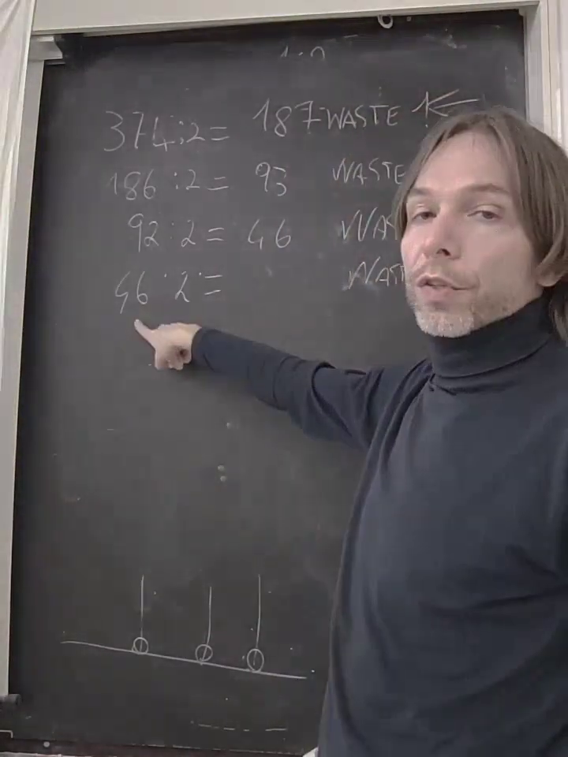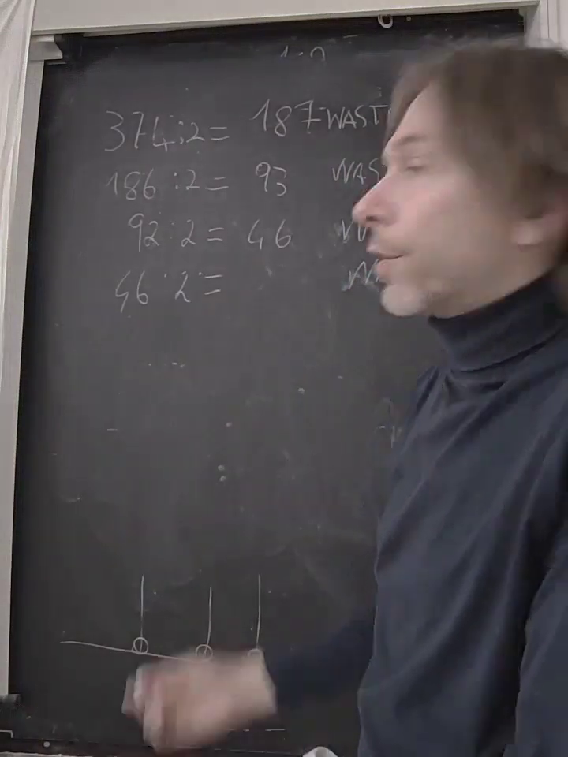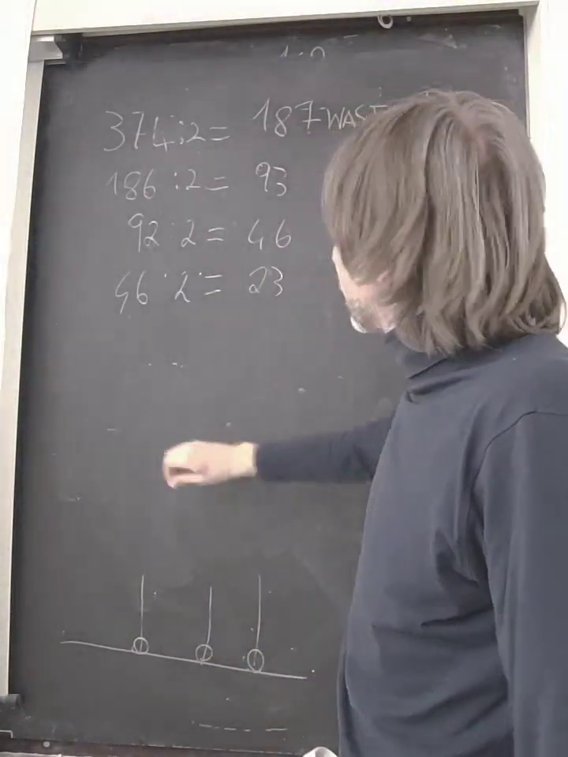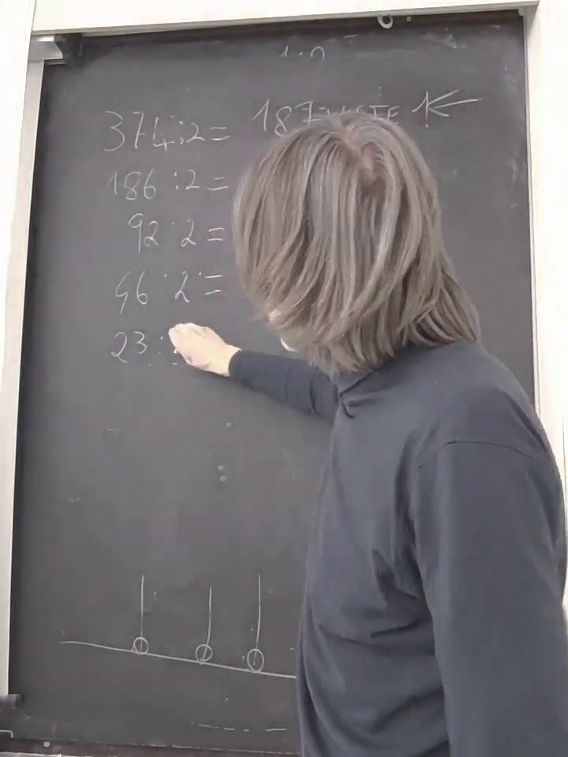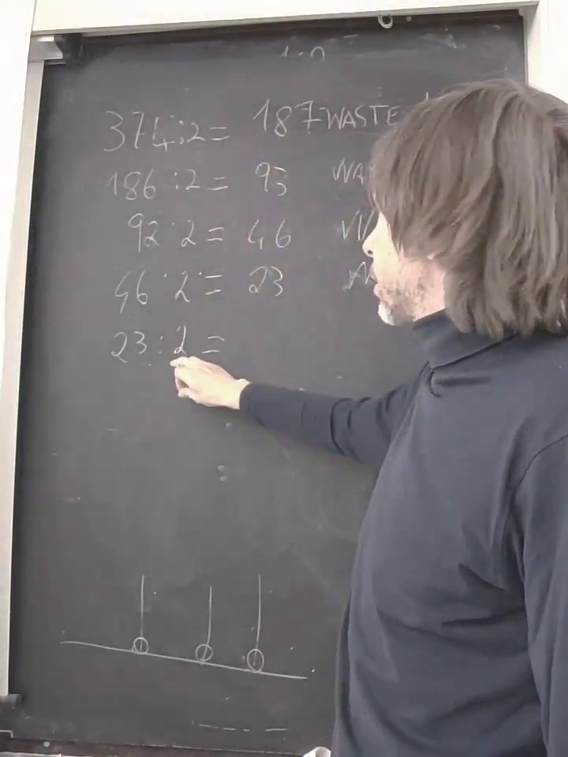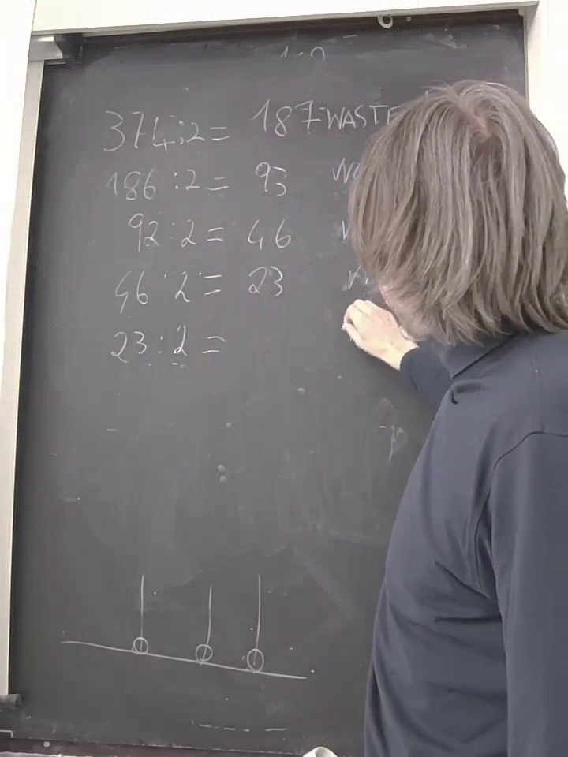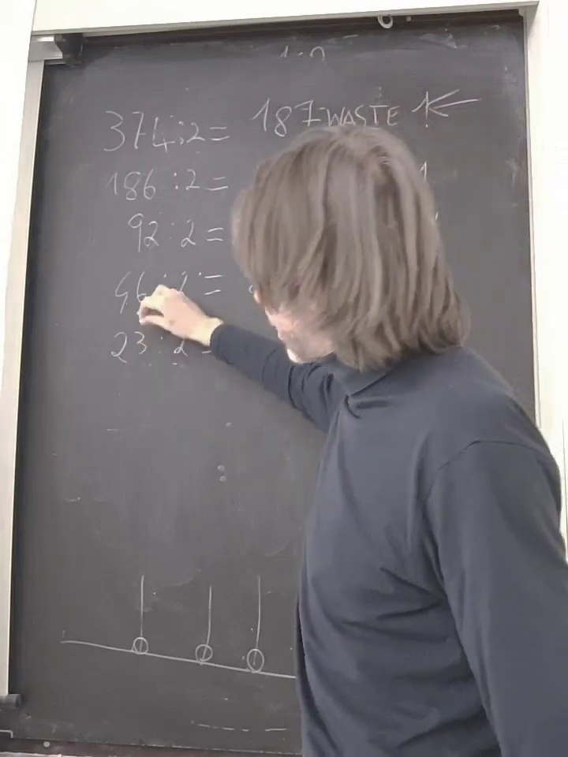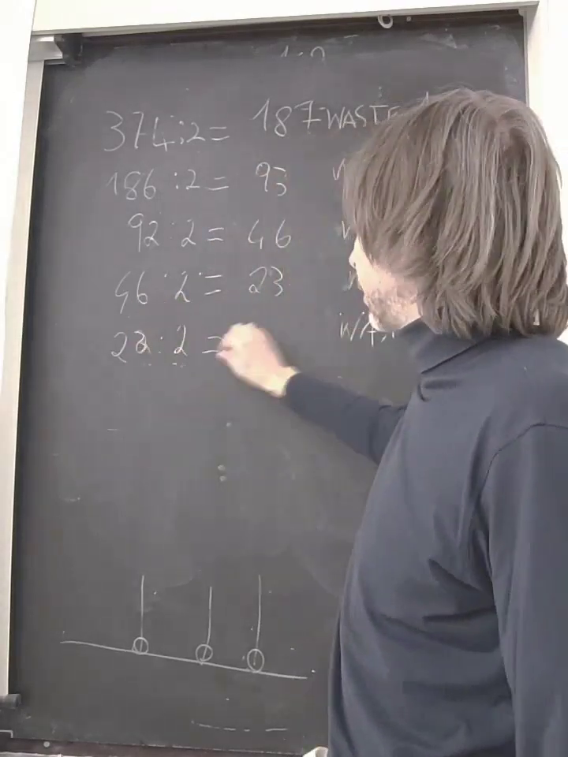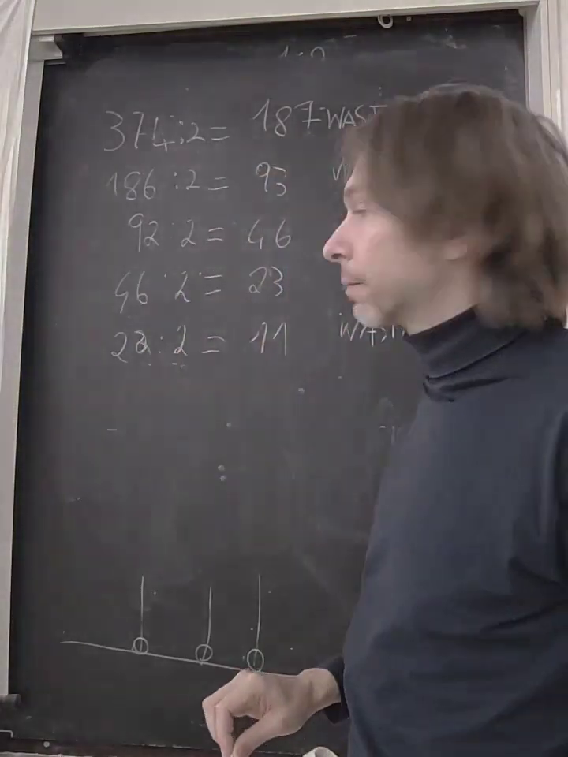And 46 divided by 2, it's easy, it is 23. Now things are very, very easy. 23 divided by 2 is odd, so waste of 1. This number will be 22 divided by 2, 11.